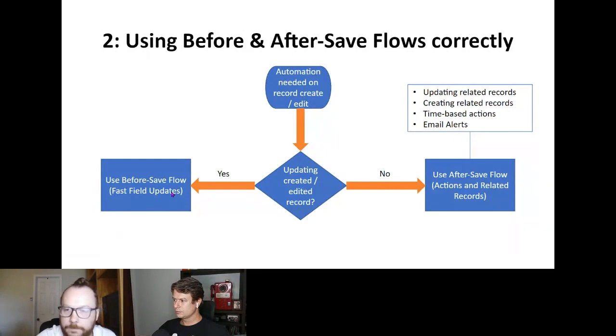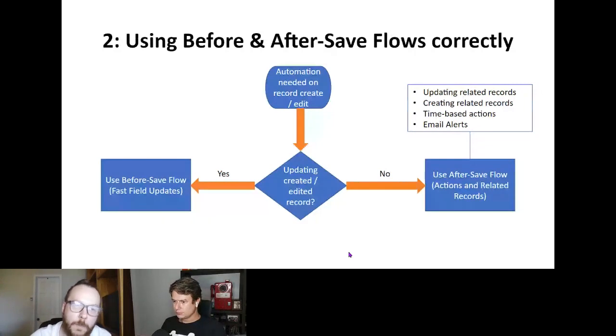And if the answer to that question is no, you're updating a different record or creating related records or doing email alerts, then it's better to use an after save flow, which are called actions and related records. So it's all good me saying that, but it's good to know why. So why is that the case?